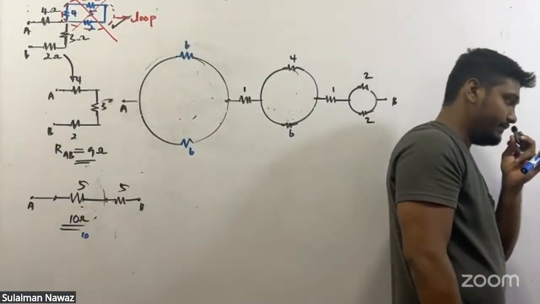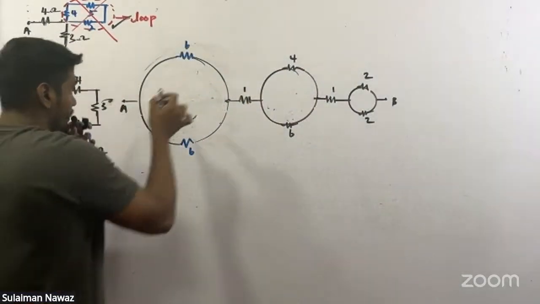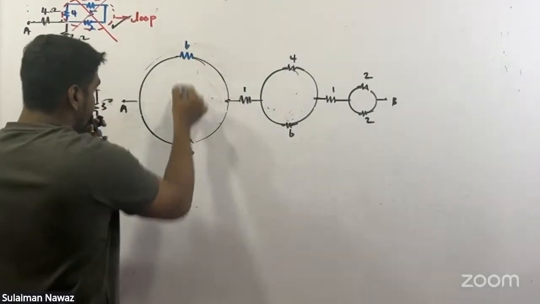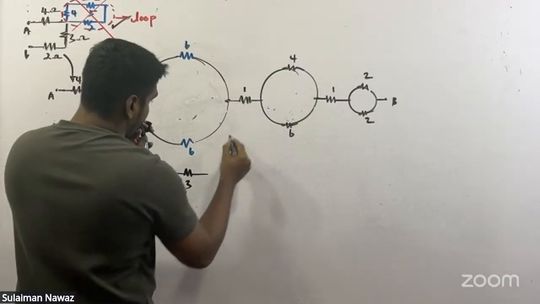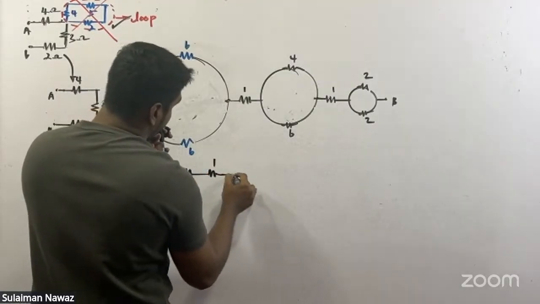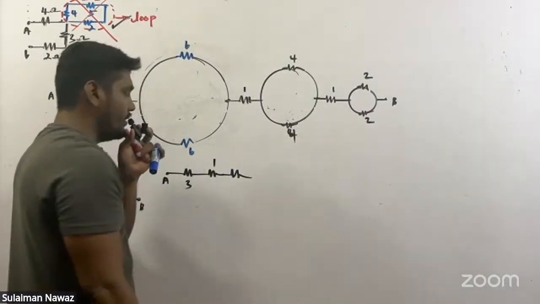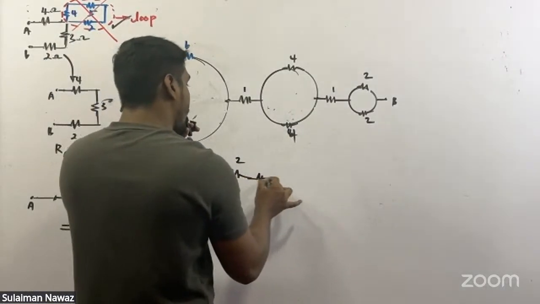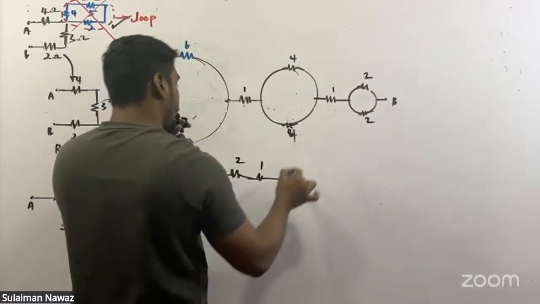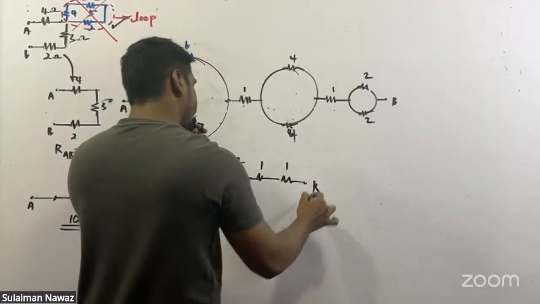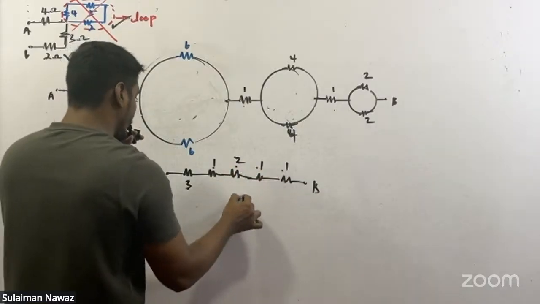What is the answer? The answer is going to be the equivalent of these two, 6, 6 parallel. Equivalent is going to be 3. This is equivalent, this is 1. And again 4 and 4. Equivalent is 2. And again 1. Here it's 2, 1, 1. 2, 2 means equivalent is 1. Point B. These run in series. 3 plus 1, 4, 5, 6, 7, 8. 8 ohms.